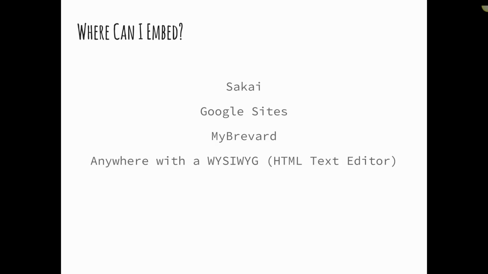Sakai is an awesome place to do this. My Brevard is a really great place to do this. Google Sites is another place that you can easily embed, and the nice thing about Google Sites is there's a lot of native insert options, so you're really embedding things, but you're not having to use code. You're just saying insert this video or insert this image because there's all this nice integration with Google.